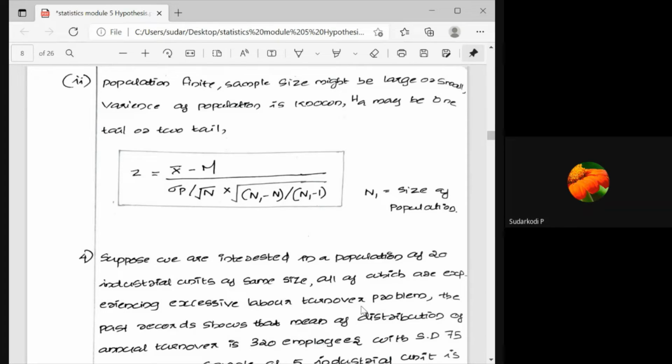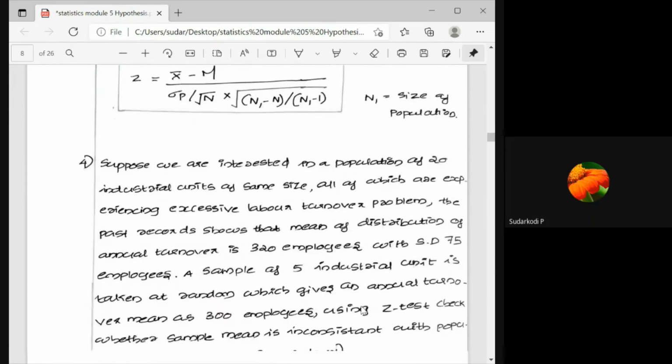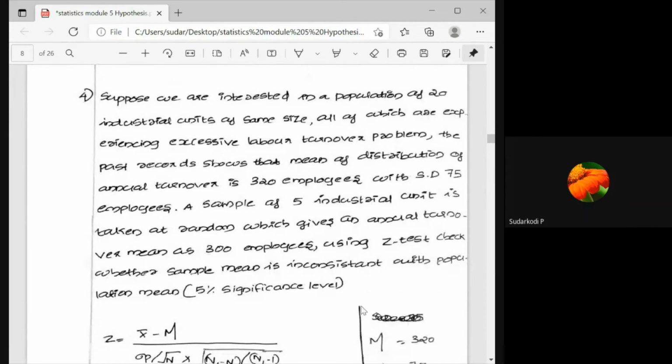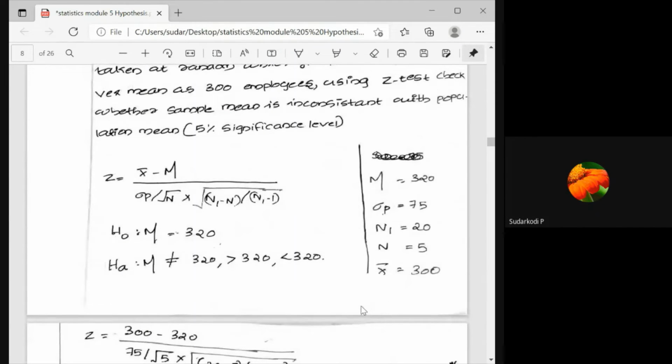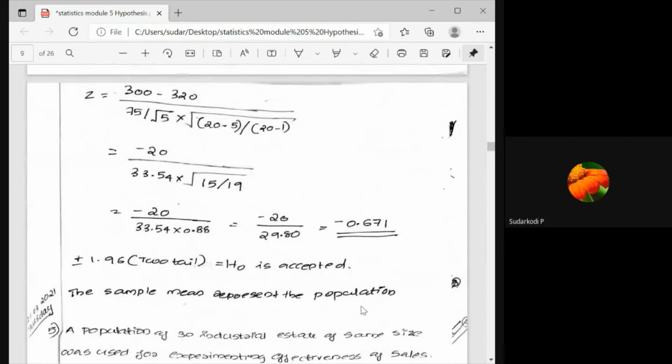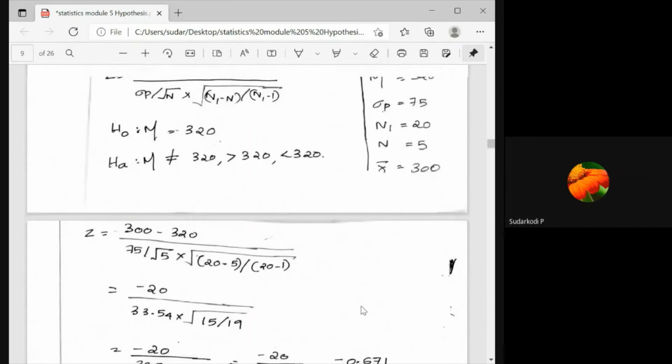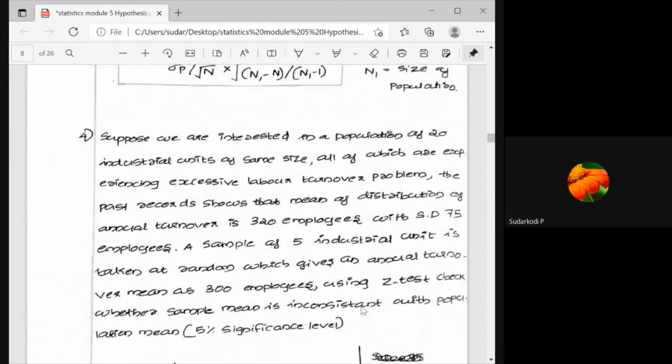Noted the formula? Yes? Now take the sum. You can note down the sum. Actually, I need not explain the concept because only the formula changes, whereas the concept remains the same. Okay? Your framing of hypothesis, your analyzing and interpreting is same. Only thing, if you read this question, there will be an N1 factor added to your question.